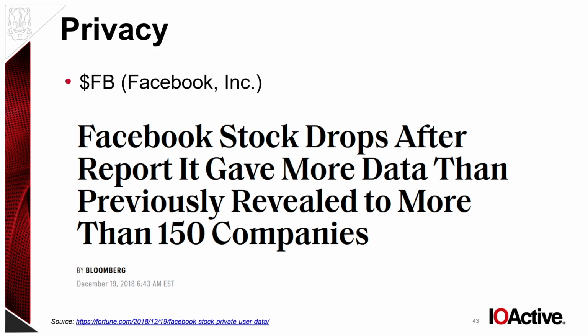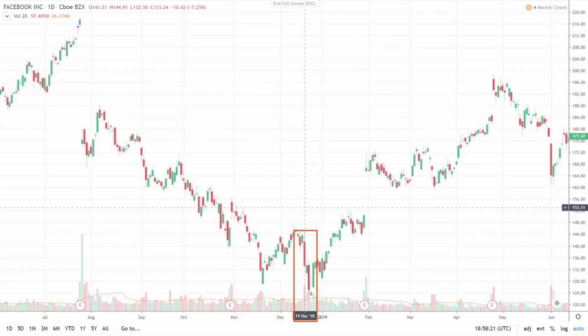In December that year, a few months after, again, there was another privacy problem with Facebook. The company lost minus 7.25% of market cap. But again, see this V-shaped recovery.